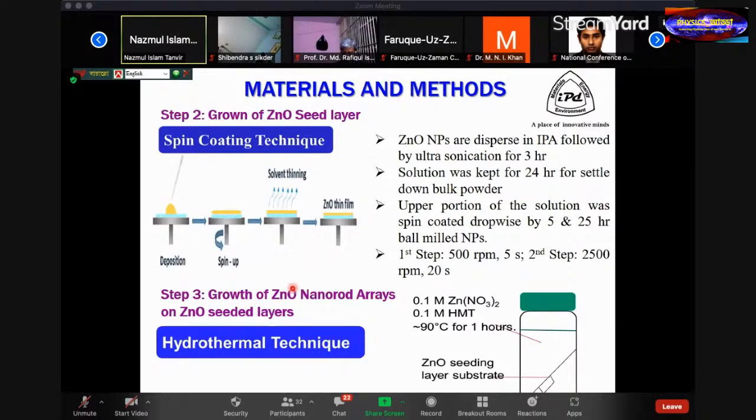And the third step is growth of zinc oxide nanorods, and we also grow our nanorods by the hydrothermal technique. And here is the procedure. I'm not going into the details of this.